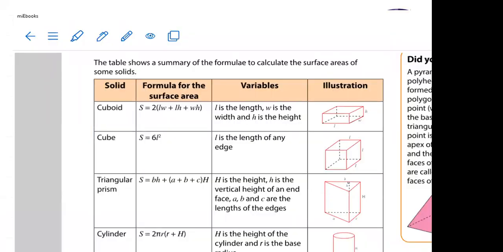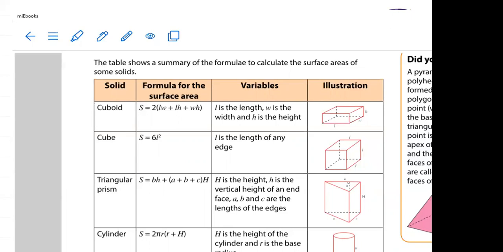And we also have the formula to calculate the surface area of any solid. In this case, we are looking at the cuboid, the cube, and the triangular prism, together with a cylinder. You can see that we have the formula to calculate the surface area of any of these. So if you have all of those points, you should be able to find the surface area without any problem.